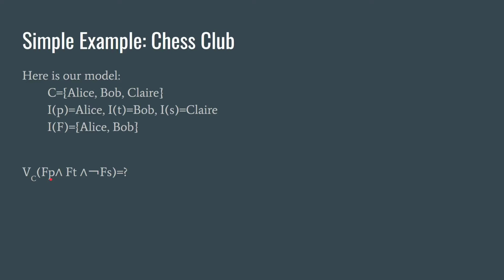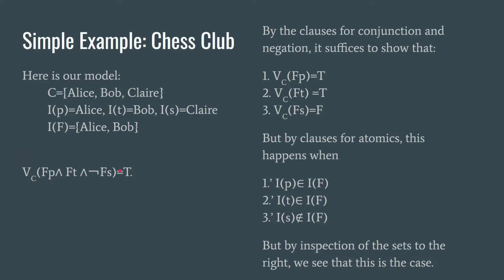What this is saying is the president can vote on financial matters, and the treasurer can vote on financial matters, and the secretary cannot vote on financial matters. This would be an excellent time to pause the video and determine whether the model makes this sentence true or makes the sentence false. Turns out the sentence is true, and here's the reasoning.